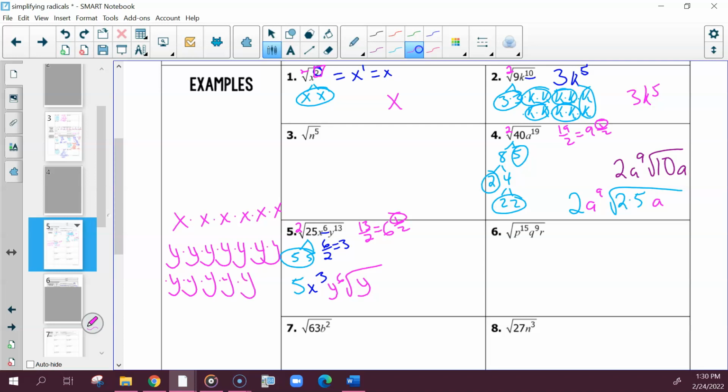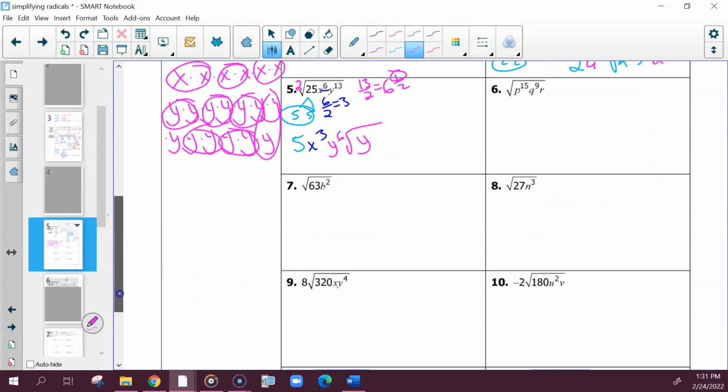Okay. So we know the group of 5 came out already. There would be 3 groups of x's. 1, 2, 3, 4, 5, 6, 7, 8, 9, 10, 11, 12. And then 6 groups of y's with 1 left over. So you could do it like that. It's really your preference, but we probably won't use the same method for each one. And you have to know that. Right, let's move on to number 10.